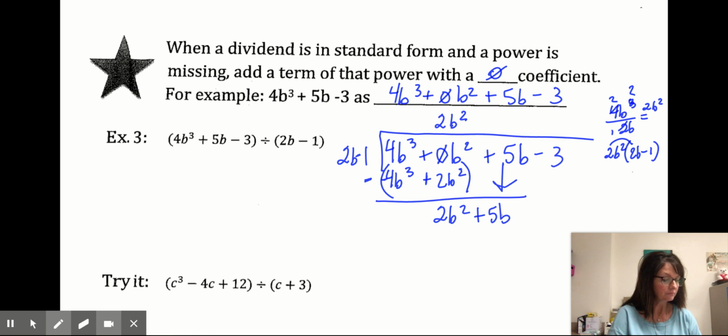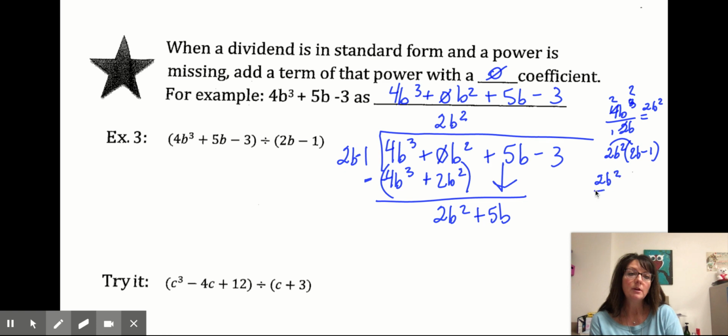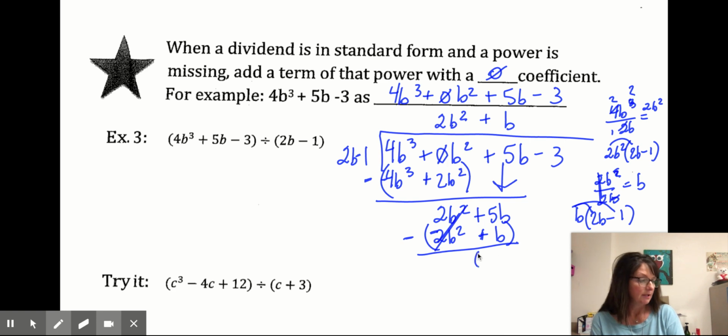Okay. So then we're going to take our 2b into 2b squared. So 2b squared divided by 2b. The 2's will cancel, and one of the b's will cancel, so we're left with b. That's going to go above, so it's a positive b. And then we're going to take b times our 2b minus 1. So b times 2b is going to become 2b squared. b times a negative 1 is a negative b. And then we're going to subtract. Okay, so this becomes subtraction and this becomes addition. So this cancels out and we're left with 6b. And then we bring down this minus 3.